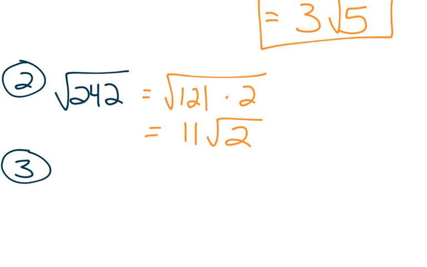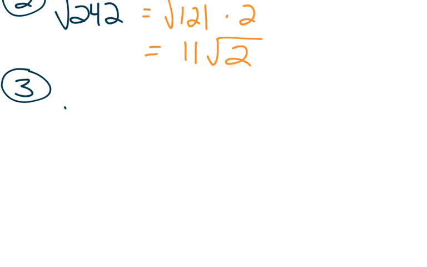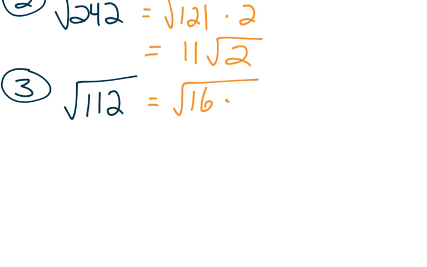Number 3. Let's try another one here. The square root of 112. Now, 112, let's see. 112 is divisible by 4, but that's 4 times 28, and 28 can be broken down even farther. So while 112 has several perfect square factors, we want to choose the biggest one. And the biggest one here is, in this case, 16. Okay, and that would give us 16 times 7.